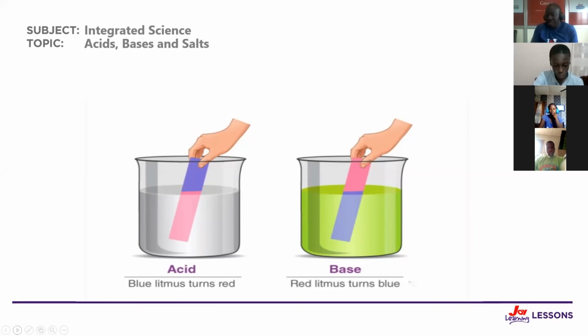Now, on the right-hand side, there is a greenish solution which we don't know its identity, whether it is a base, an acid, or even a salt. A red litmus paper was dipped into it, and you'll notice that the part of the litmus paper that is in contact with the solution has changed to blue. And one physical property about bases is that they change red litmus paper to blue.